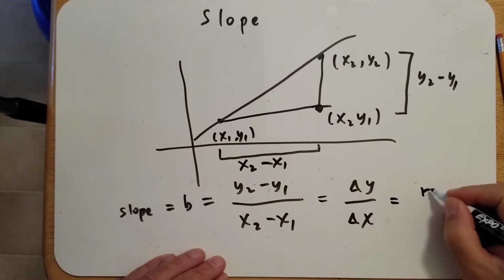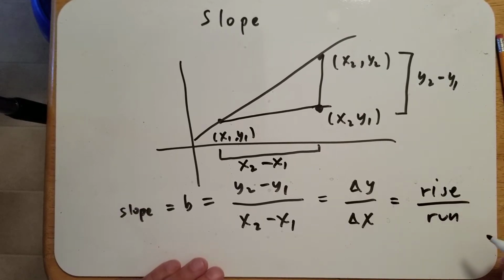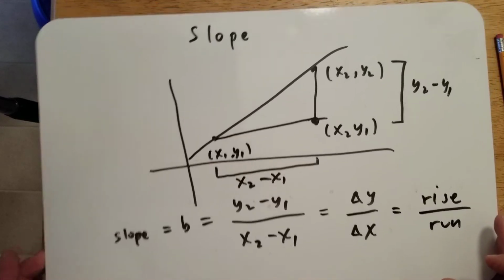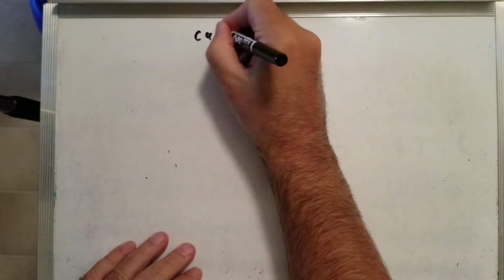Sometimes they use the words rise over run. I don't want to get too crazy about that, but that's the idea. The important thing is to be able to use this formula to calculate slope. And I want to do a couple of examples similar to the ones in the homework. So now we're going to actually calculate slope.